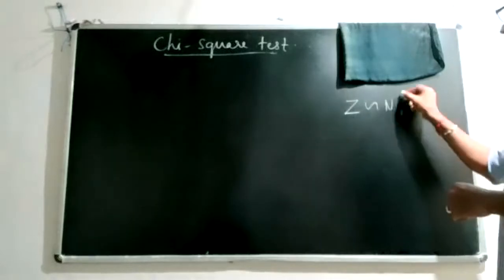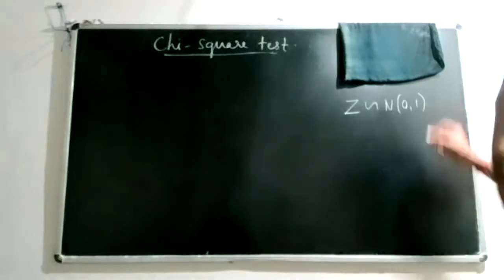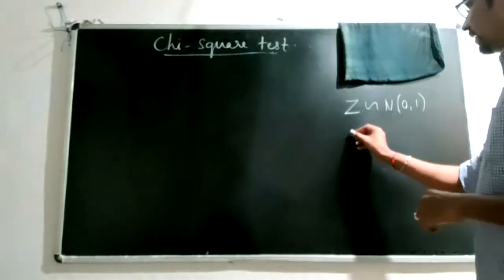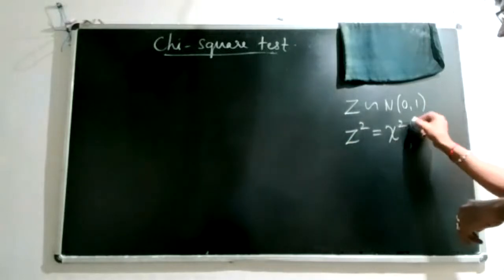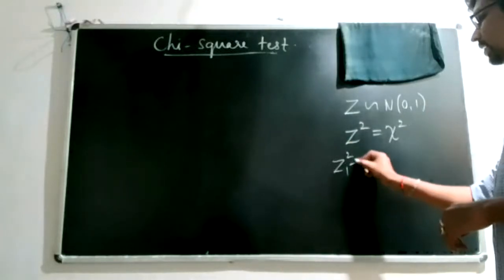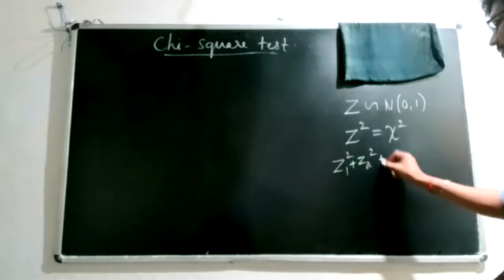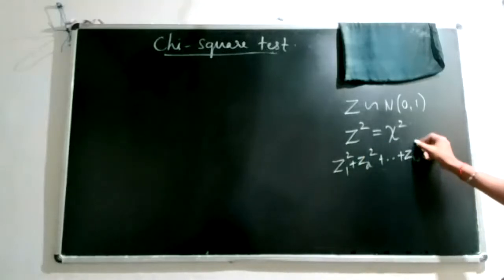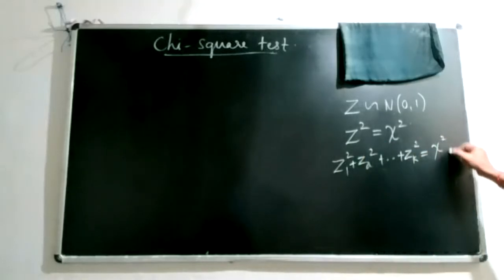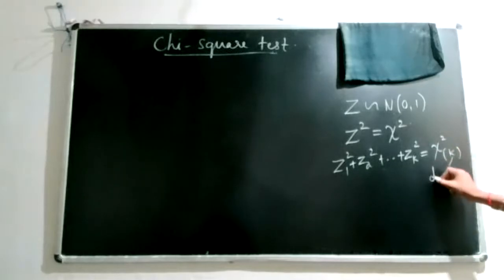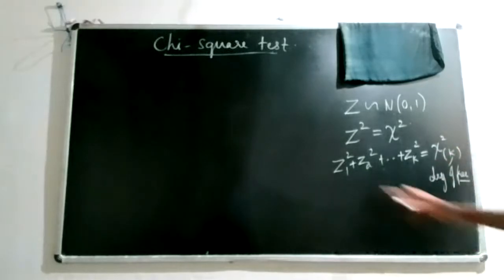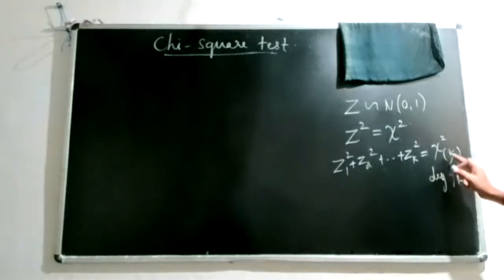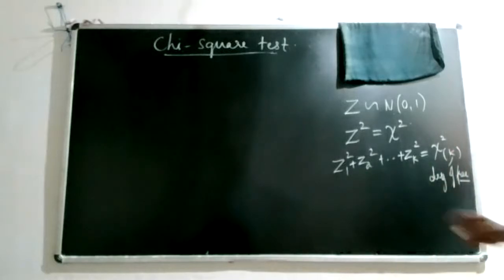So we have the standard normal distribution, which is normal(0, 1), and the square of a standard normal is said to be chi-square. And if you take the sum of k Z squares, then we say that is equal to a chi-square with k degrees of freedom. So this degrees of freedom indicates how many variables are considered in constructing that chi-square.